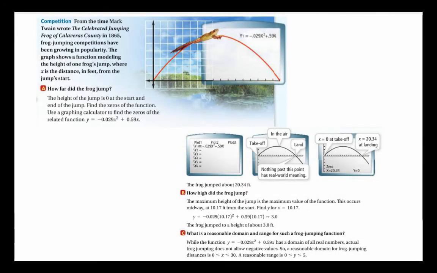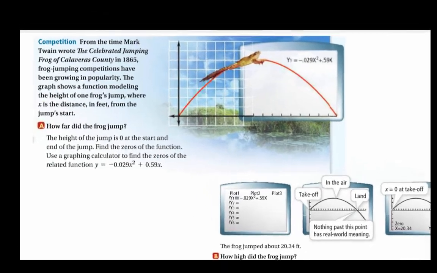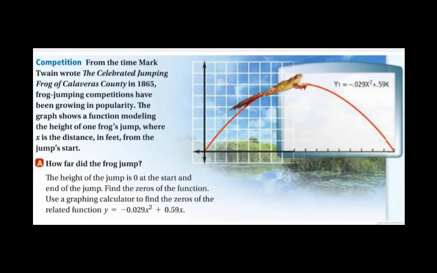Okay, so here's an application. From the time Mark Twain wrote The Celebrated Jumping Frog of Calaveras County in 1865, frog jumping competitions have been growing in popularity. The graph shows a function modeling the height of one frog's jump, where x is the distance in feet from the jump's start. So here we have a quadratic curve, a parabola, that models a jump of a frog, okay? So from that model, we will be able to determine the height of the frog's jump, its max height, and then we will also be able to determine its distance, okay? So how far did the frog jump?